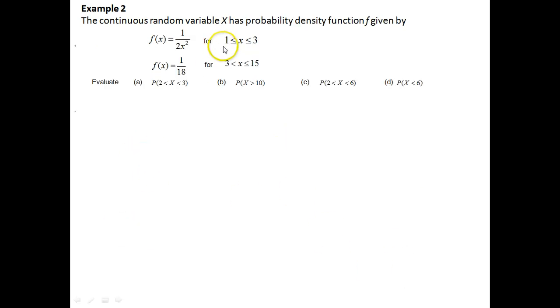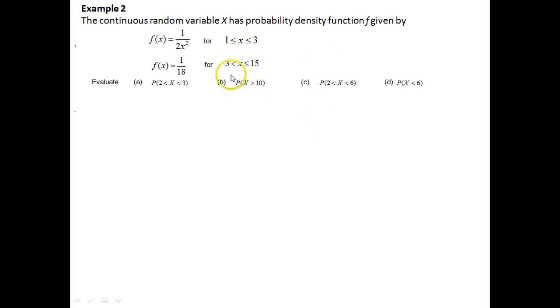Another example, now this function is given piecewise. It's this function from 1 to 3, and then from 3 to 15, it's a different function. At the point 3, when x is 3 here, I do get 1 over 18. So they do touch at the point x is 3. So it's a continuous function.